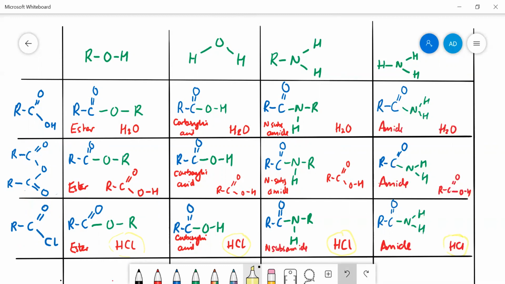You might want to use instead the acid anhydride here, because then you only make a carboxylic acid, which isn't going to corrode. It's an acid, but it's not going to corrode metal pipework. Also, another advantage of using the acid anhydride is it's cheaper than the acyl chloride. Okay, so that's the end of that video.